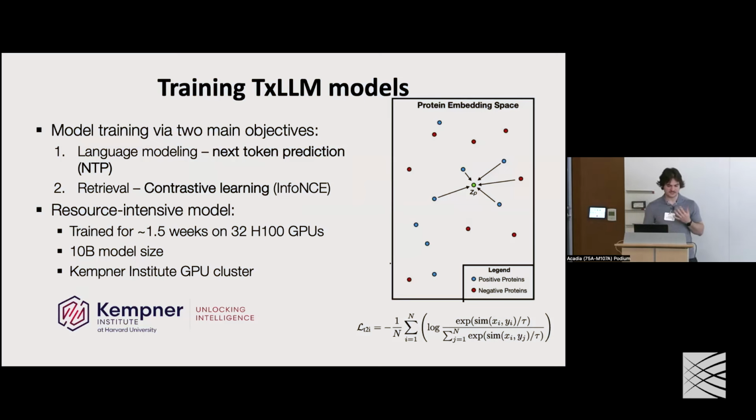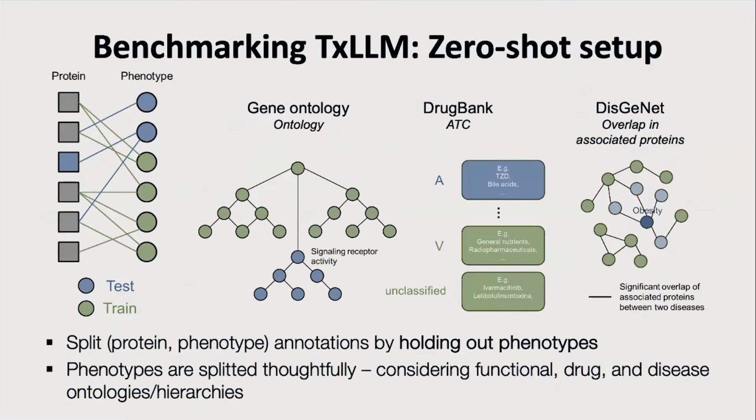I also want to mention that this is a very resource-intensive model. This model is trained for about 1.5 weeks on 32 H100 GPUs. The model size we're dealing with is about 10B, right? So 10 billion parameters. And we train this on the Kempner Institute GPU cluster. The Kempner Institute, if you're not familiar, is an institute over at Harvard. A big shout out to the engineers over there that have helped us set all of this up. So with that, I will hand it off to Yepeng.